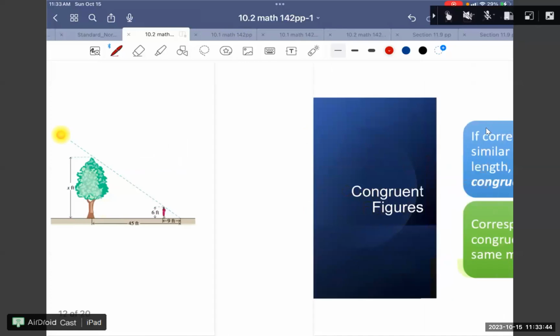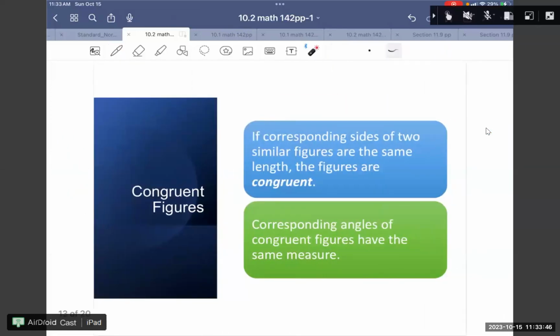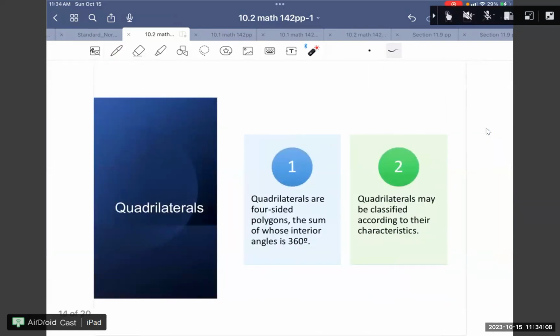Okay, so we have already covered that if the corresponding sides of two similar triangles are the same length, the figures are congruent. They have the same measurements and corresponding angles. Now, a quadrilateral is a four-sided polygon. The sum of its interior angles is 360. Quadrilaterals may be classified according to their characteristics.